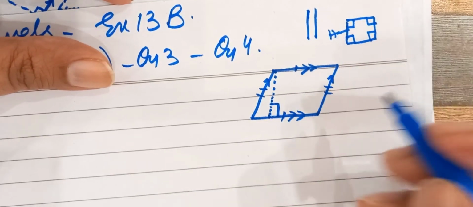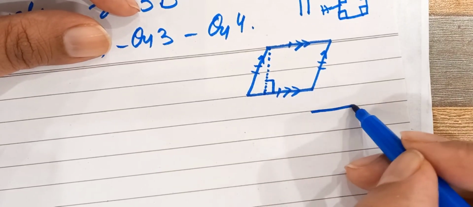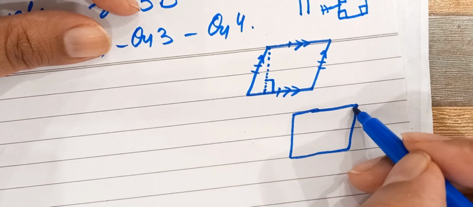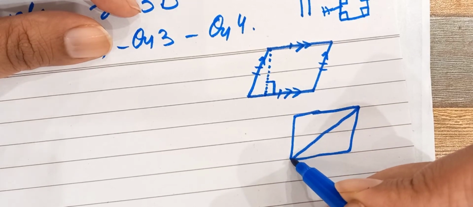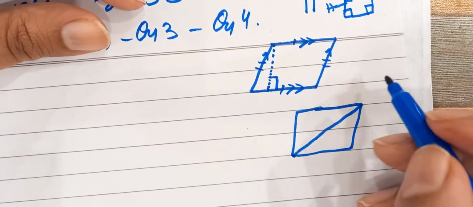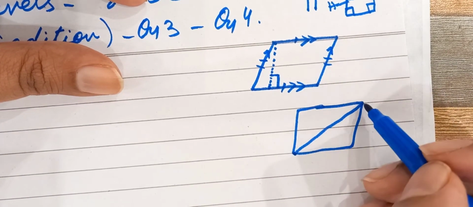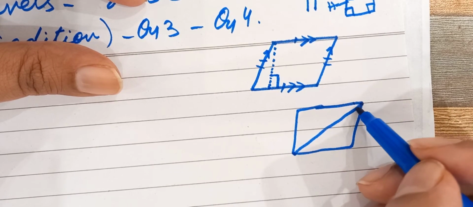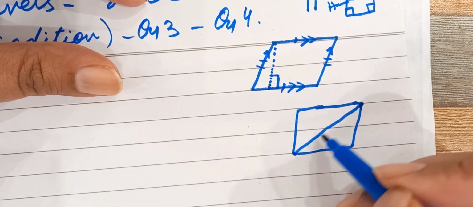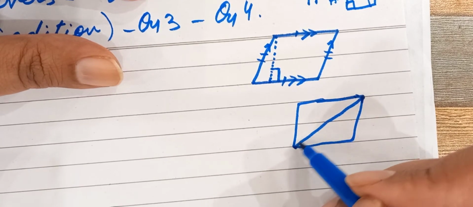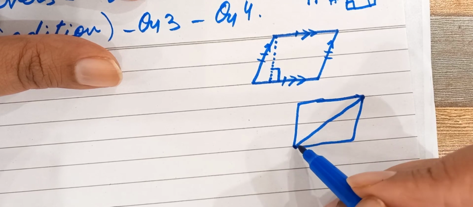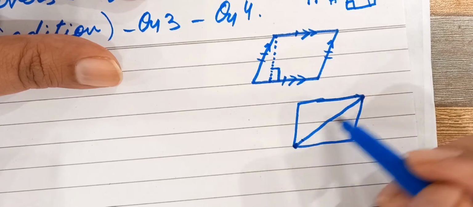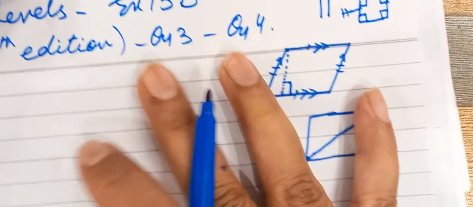Now, there is another thing in parallelograms or quadrilaterals. It's the diagonal. We must not confuse a diagonal with height. A diagonal starts from one vertex, the meeting point of two lines, and joins to the other vertex of the rectangle or parallelogram. It does not make any 90-degree angle.